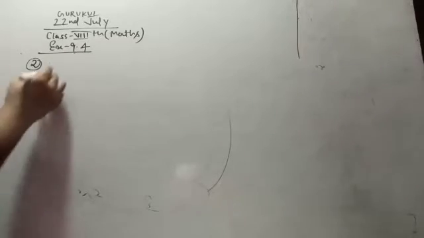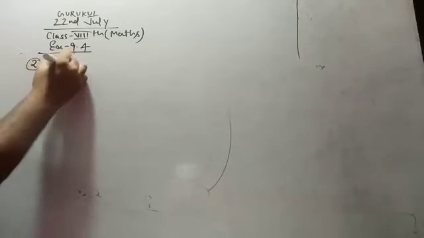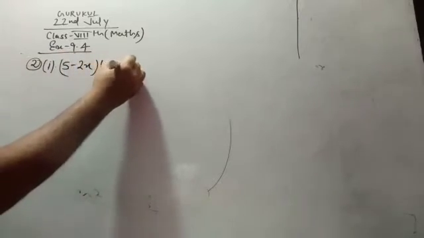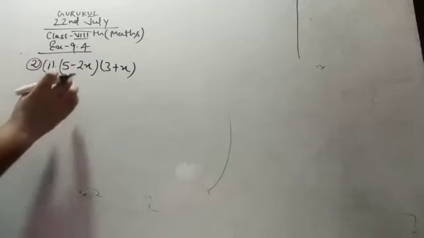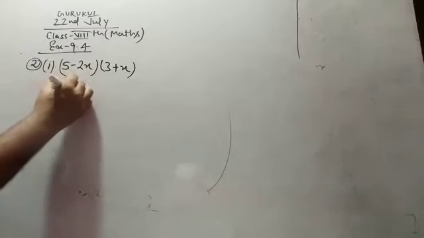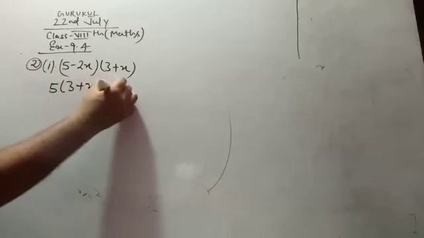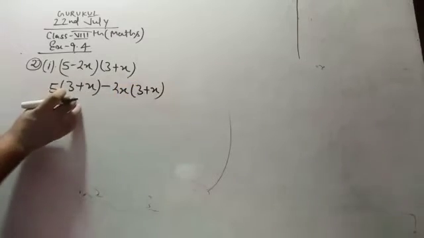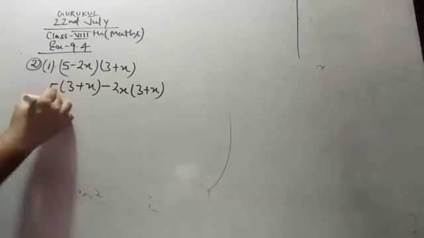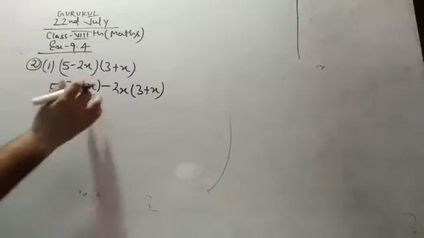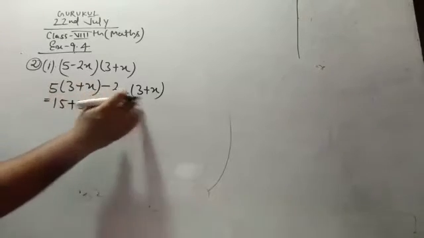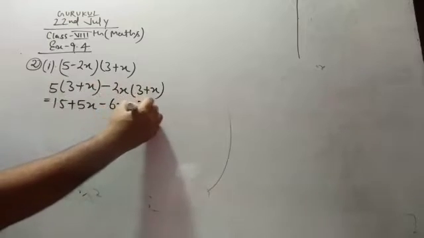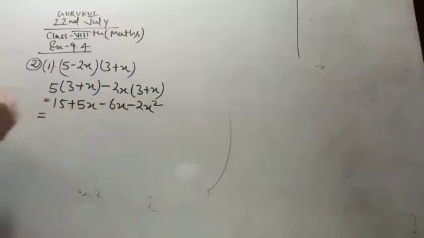Find the product. We have to calculate the product of (5 minus 2x) and (3 plus x). Firstly 5 will be multiplied to both 3 plus x, then minus 2x will be multiplied to 3 plus x. Let us open this bracket. 5 3s are 15, plus 5 into x, 5x, minus 2 3s are 6x, minus 2x into plus x, this will be minus 2x square.